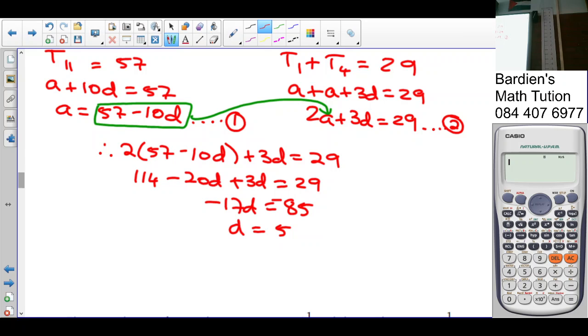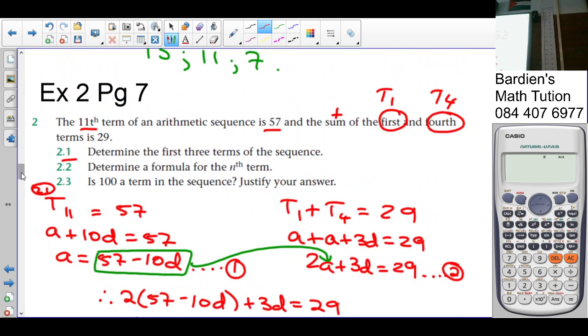Why am I solving a and d? The reason for that is because we know that the first three terms of the sequence are going to look like this: a, a plus d, a plus 2d, and so on. This is the reason why we're calculating a and d. Okay?